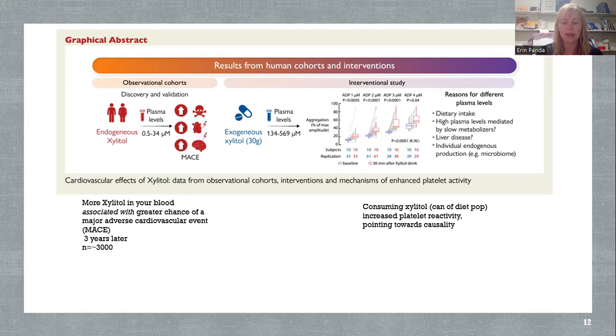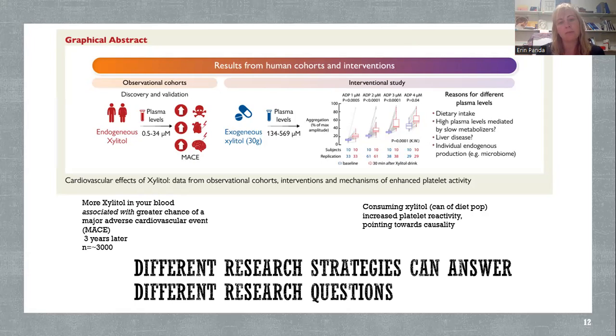be a challenge. So this really points to one of the main goals of the course, which is for you to be able to identify these different research strategies and know that different research strategies can answer different research questions.